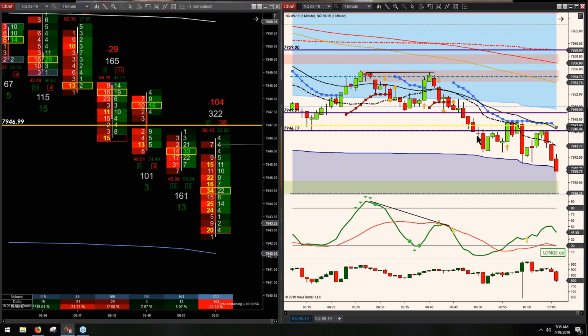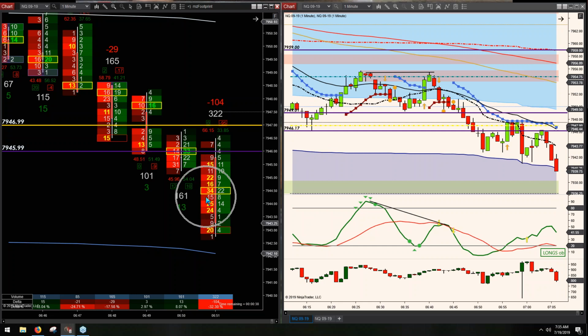So you can see as we break this 46 area right here, and I'm just going to draw a line right here. As we break that 46 area, where we got this bottoming tail, notice what happens. You get this big influx of sell orders getting hit, right? So that's ideal for what we want to see if we're looking to take a breakdown or if we're already short from yesterday's high, right?